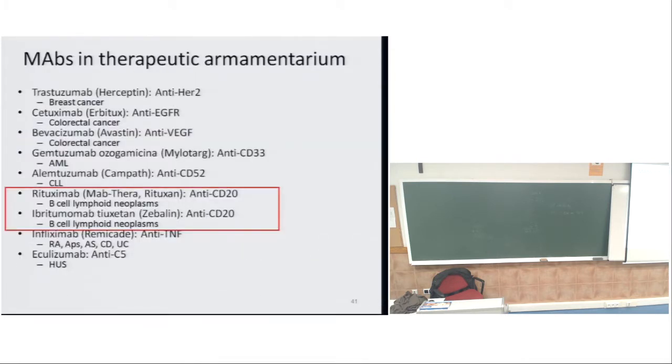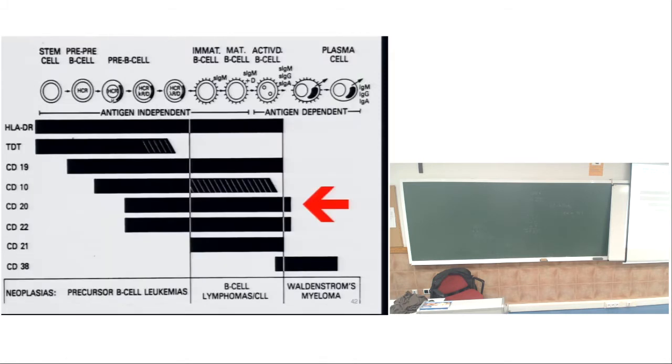Another example, and a very growing list of monoclonal antibodies, is occurring in hematological malignancies, in lymphoma and leukemia. And the most important one is anti-CD20, sorry. CD20, the antigen, is a protein expressed by naive and mature B cells. So we can attack tumoral B cells from lymphoma, from major B cell lymphoma.